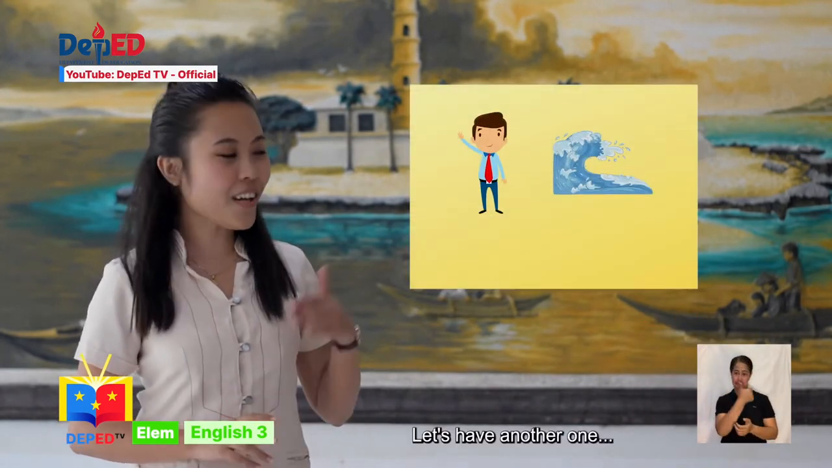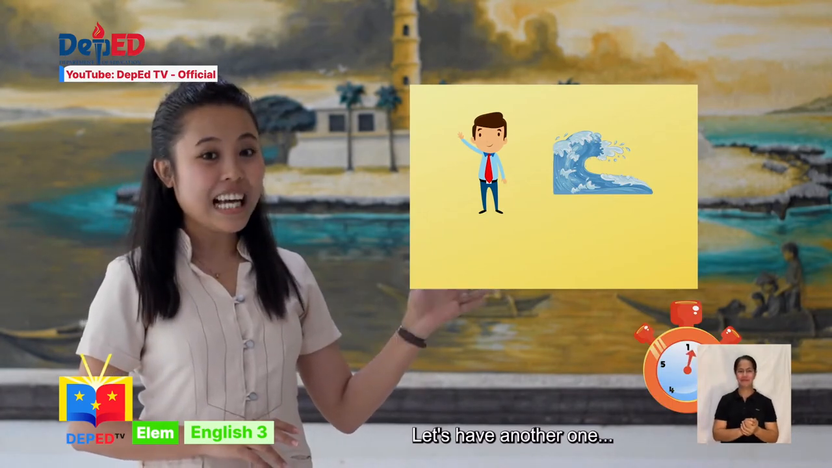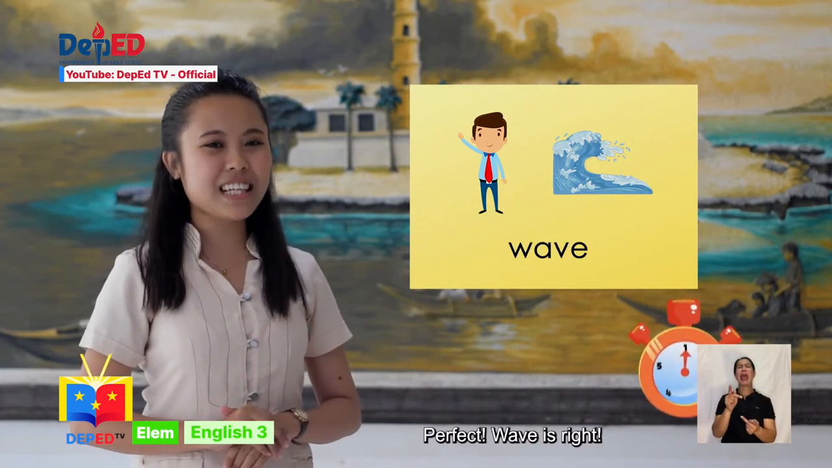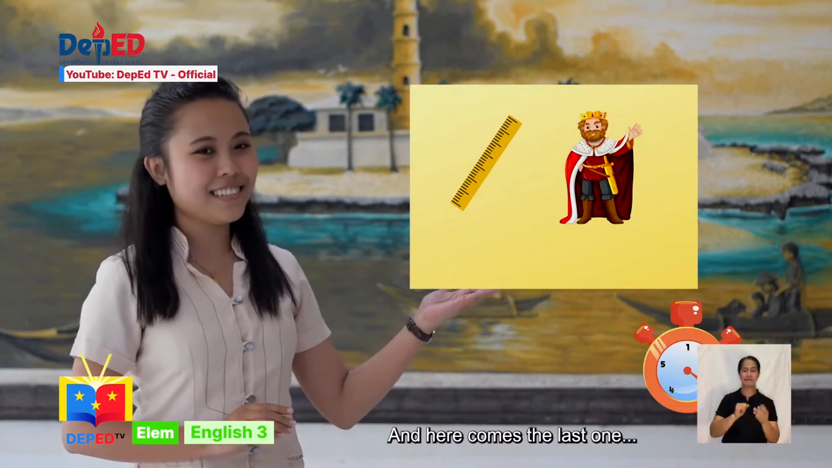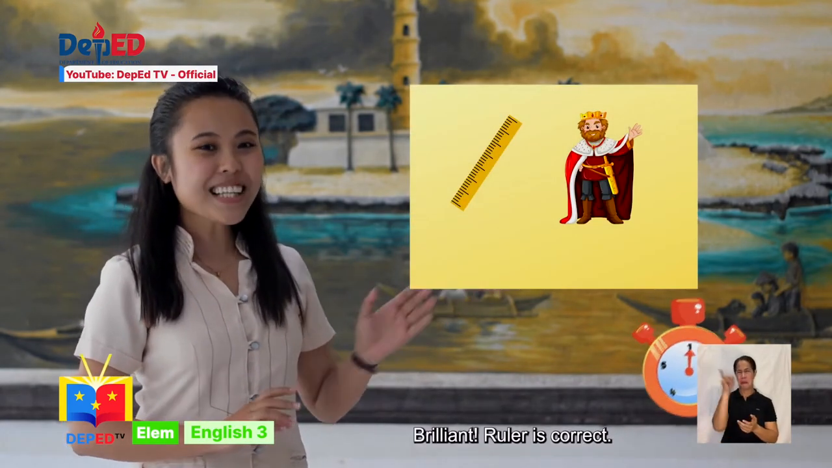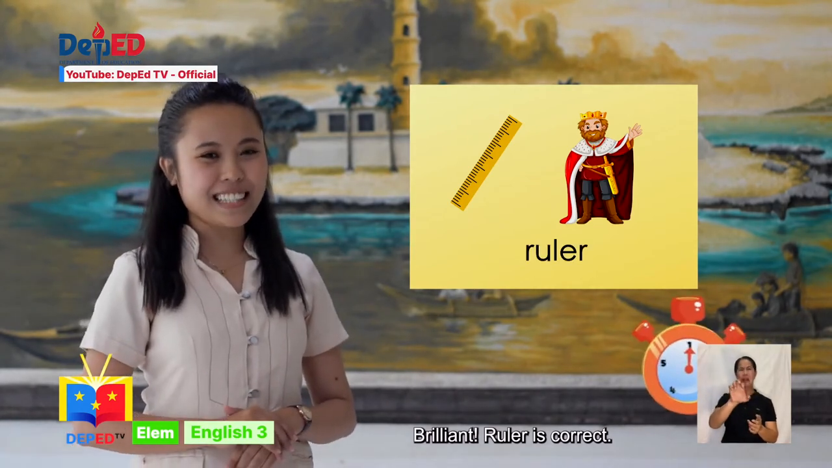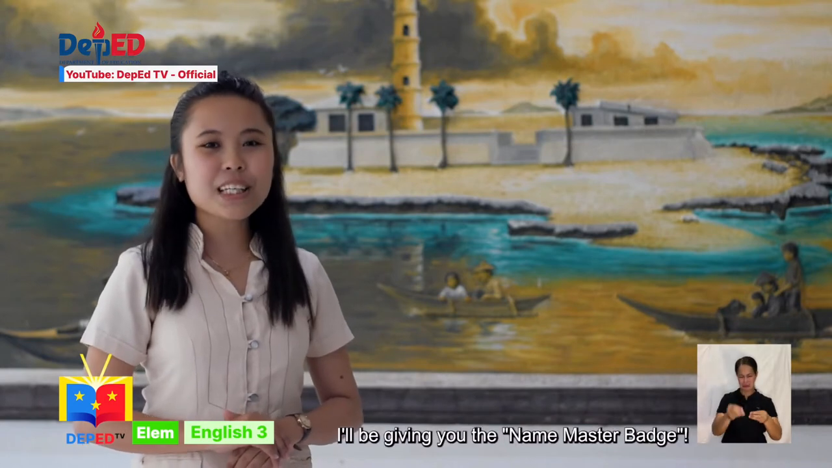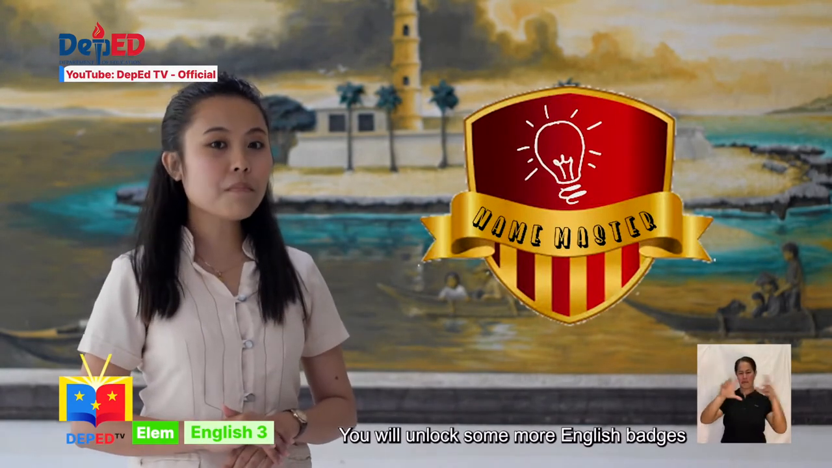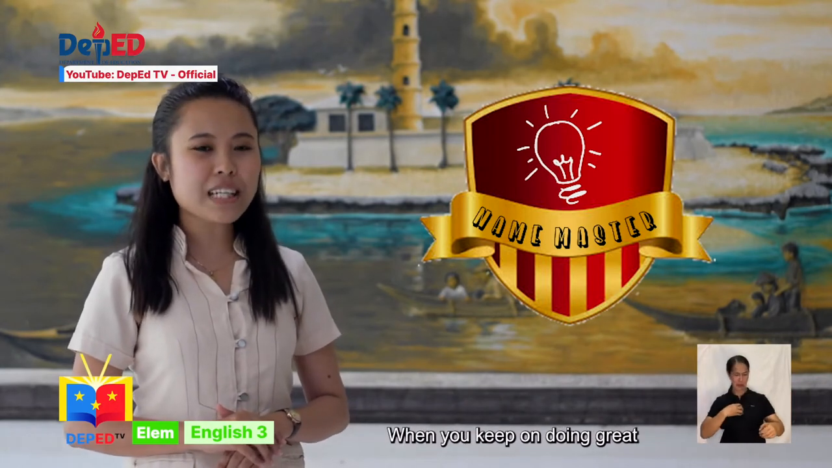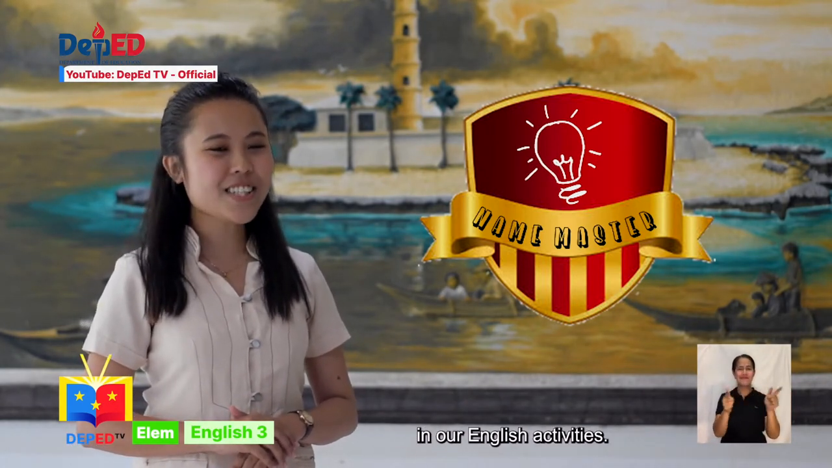Let's have another one! Perfect! Wave is right! And here comes the last one! Brilliant! Ruler is correct! Excellent job, kids! For that, I'll be giving you the name Master Badge! You will unlock some more English badges when you keep on doing great in our English activities!